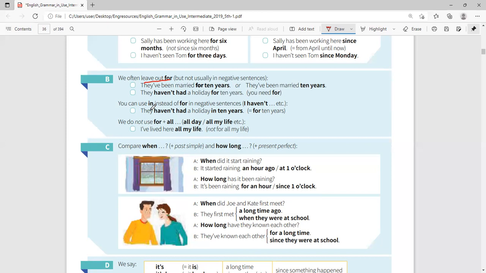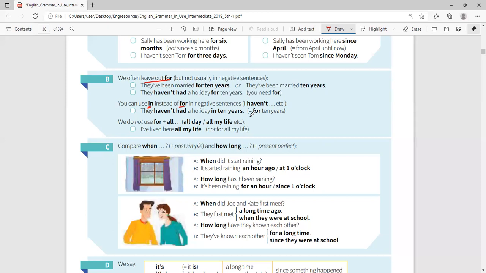Which preposition is that? In. So you can use in instead of for in negative sentences. So you can say they haven't had a holiday in 10 years, or you can say for 10 years. So in negative sentences, it's always a must to use either for or in, but don't leave it out. On the other hand, in positive sentences, you can choose to leave it out. There is no problem. I think we're okay with that.